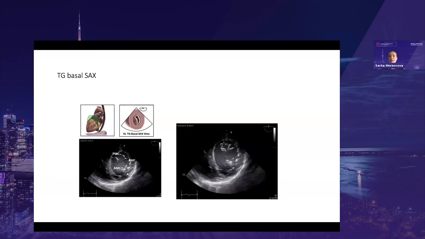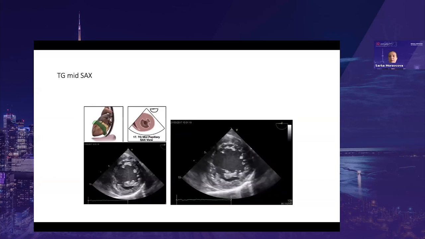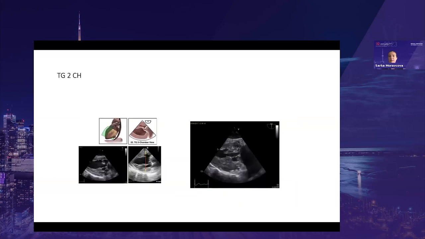By pushing the probe further into the stomach, we can visualize the base of the left ventricle, the transgastric basal short axis view, and pushing the probe further in or unflexing the tip, we can see a short axis mid-papillary view, and further unflexing in this view, we can see more apical parts of the left ventricle. From the mid-papillary view, rotating the beam to 90 degrees, we can see the transgastric two-chamber view with inferior and anterior walls.